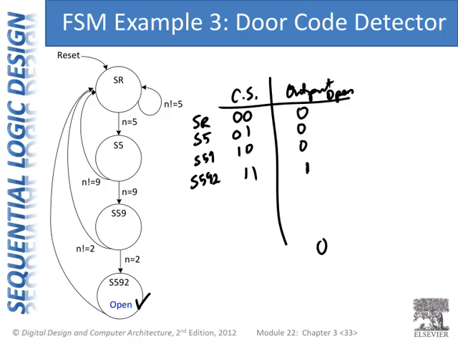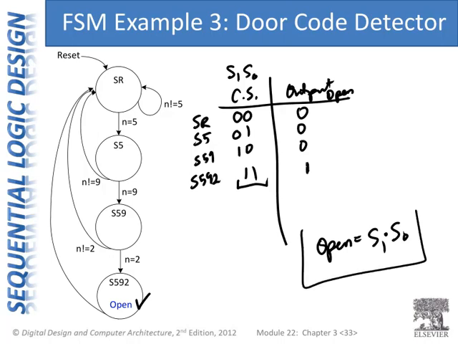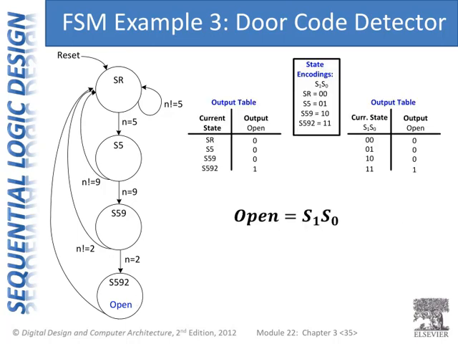So again, we get open equals S1 and S0. Remember these are the current state bits, S1 and S0. So both of those state bits have to be high in order for the open output to assert. So here we have the unencoded output table and the encoded output table, and then a reminder of what the encodings are. And our output equation.